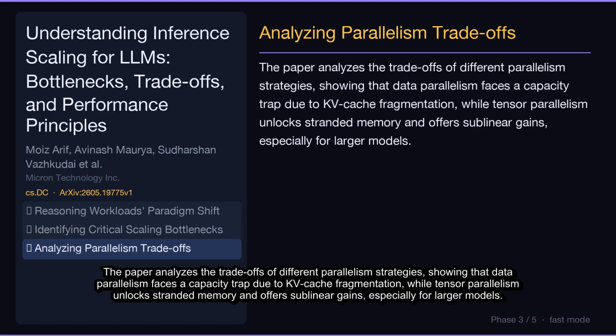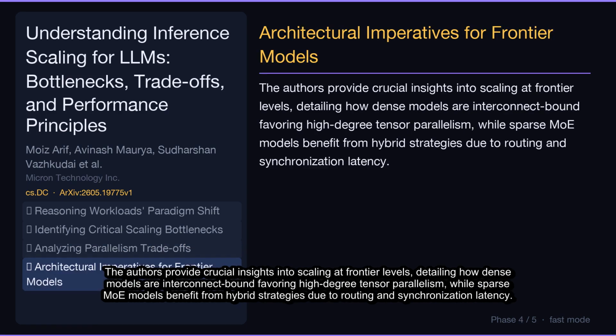The paper analyzes the trade-offs of different parallelism strategies, showing that data parallelism faces a capacity trap due to KV cache fragmentation, while tensor parallelism unlocks stranded memory and offers sublinear gains, especially for larger models. The authors provide crucial insights into scaling at frontier levels, detailing how dense models are interconnect-bound, favoring high-degree tensor parallelism, while sparse models benefit from hybrid strategies due to routing and synchronization latency.